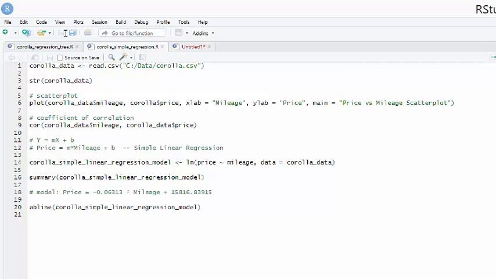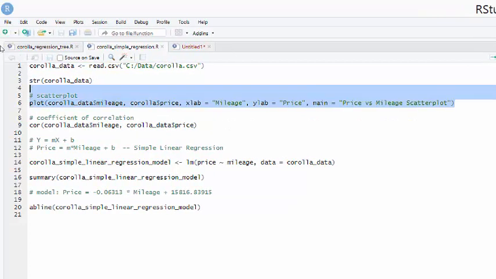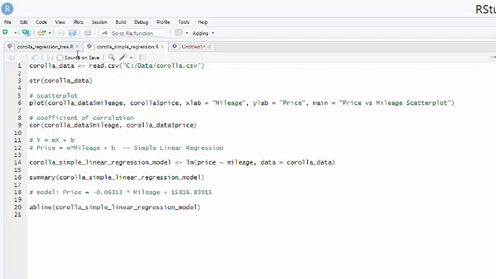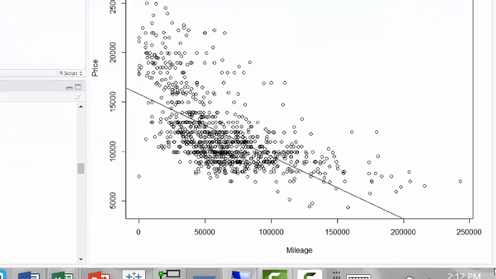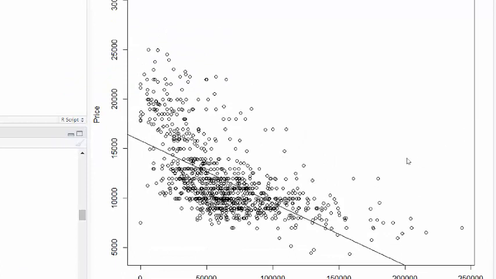So we read the data from the file, Corolla CSV. Then we made a scatter plot, right? X was our mileage, Y was our price, and this is what we found. This is how the points are distributed. Not exactly a straight line, there is some kind of a curvature, right? But in general, I can see that as mileage goes up, price goes down, as it should, okay?